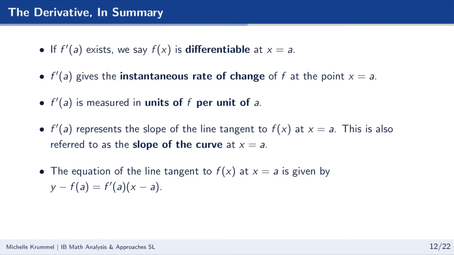All of these things having to do with the derivative. If f prime of a exists, we say f of x is differentiable at x equals a. F prime of a gives us the instantaneous rate of change of f at the point x equals a. F prime of a is measured in units of f per unit of a. F prime of a represents the slope of the line tangent to f at x equals a. This is also referred to as the slope of the curve at x equals a. And the equation of the line tangent to f at x equals a is given by y minus f of a equals f prime of a times x minus a.